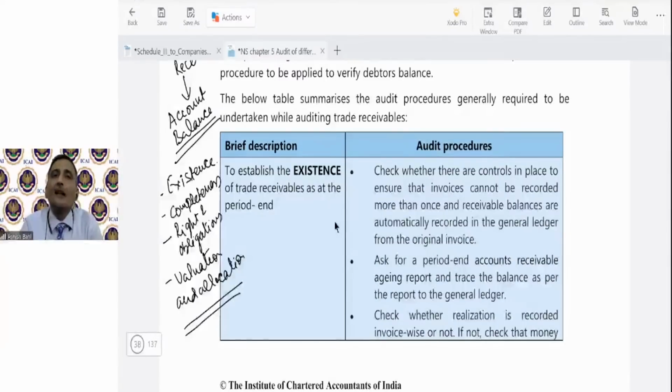And fourth is valuation and allocation. So valuation means that this trade receivable which is appearing in the financial statements of a company is properly valued. That if some allowance for bad debt is required to be made, if some provision is required to be made, it is made. So this is meant by valuation. Okay. So yes, students, clear?